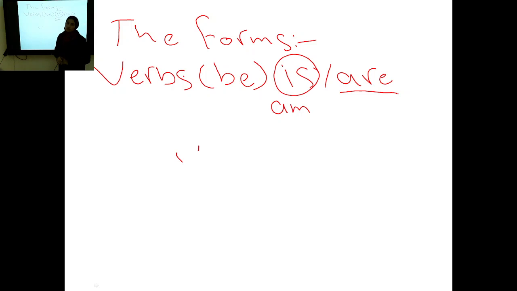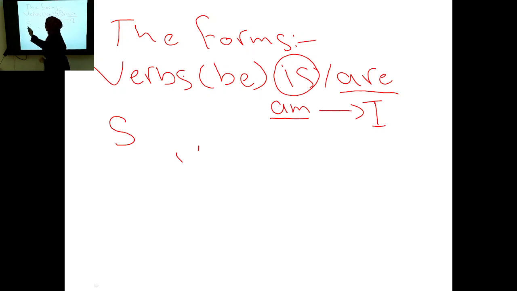Are is used with the plural subject, so we can say are is the opposite. For example, they, we, the students, the boys, the girls, and so on. Am is only used with I. Now you have to know that we use the helping verbs to function tenses, okay? Let's start.